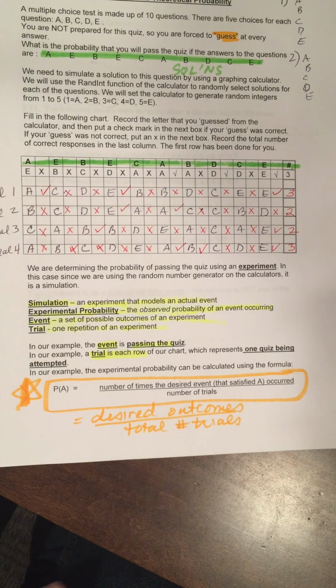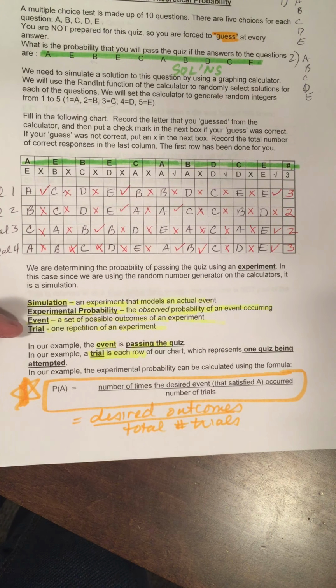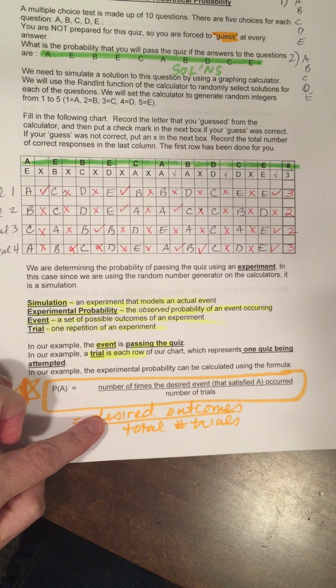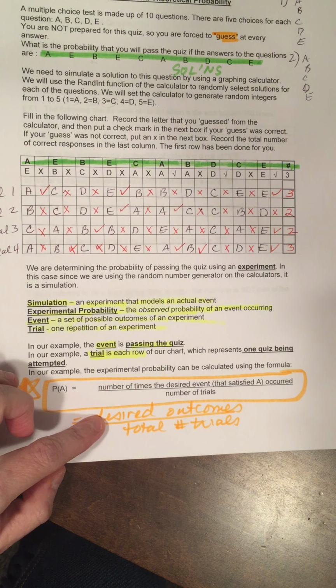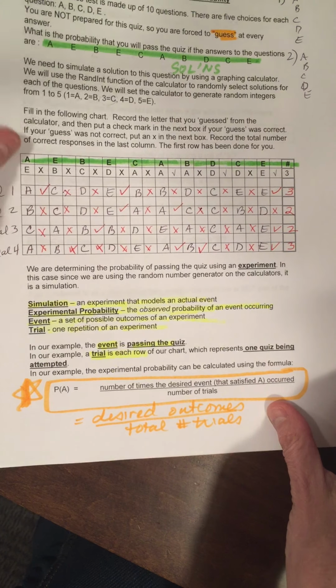Okay, so what did we get here on the first page? We got some beautiful terminology. Simulation is running an experiment. An event is actually what we're looking to do, pass the quiz. A trial is each repetition of running the quiz, running the event that we're looking at. And experimental probability is looking at the desired outcomes, what we're looking to do, over the number of total trials. Okay, when we're ready, let's flip our page.